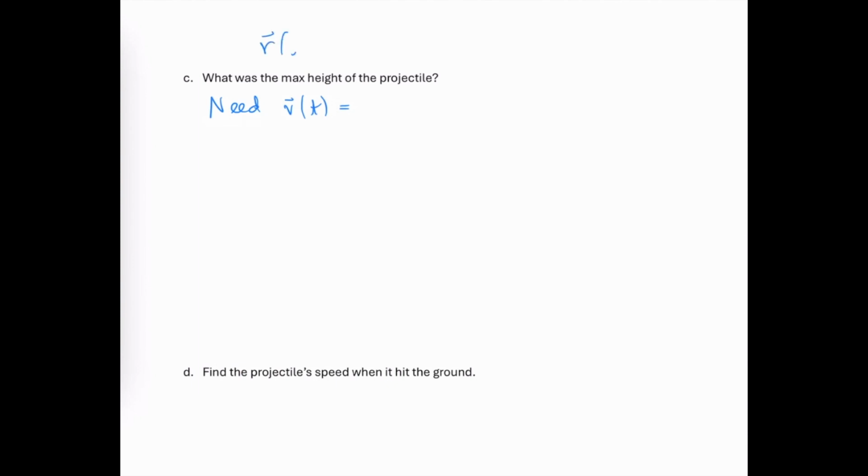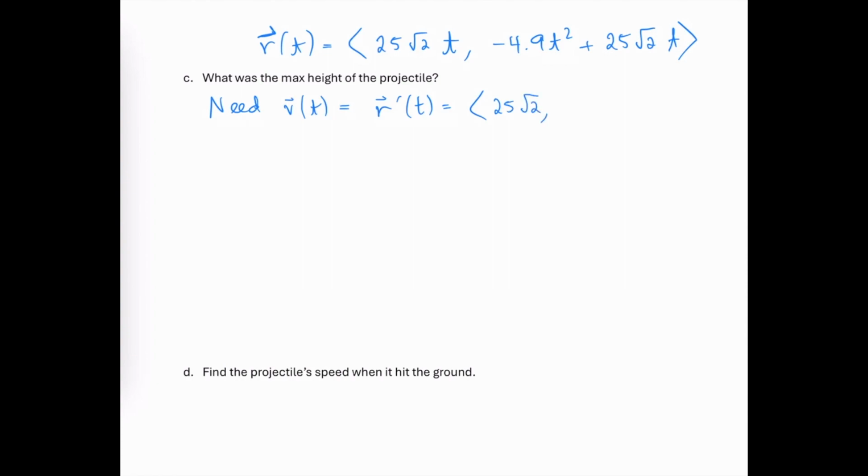As a reminder, our position vector function was 25√2 t, minus 4.9 t squared plus 25√2 t. So the velocity vector is going to be the first derivative of the position vector, and so we just differentiate each of the individual components to get 25√2 as the derivative of the x component, and the derivative of the y component is negative 9.8 t plus 25√2. And as we mentioned before, we're going to take this y component and set this equal to 0 in order to determine when that velocity vector is going to be horizontal.